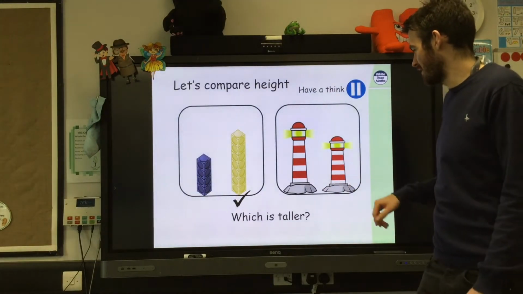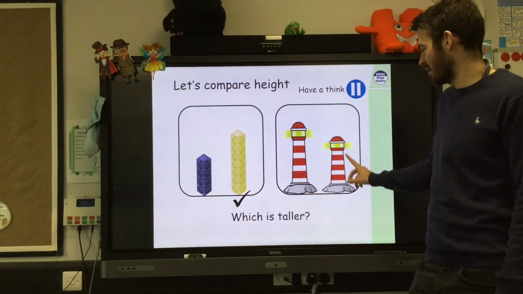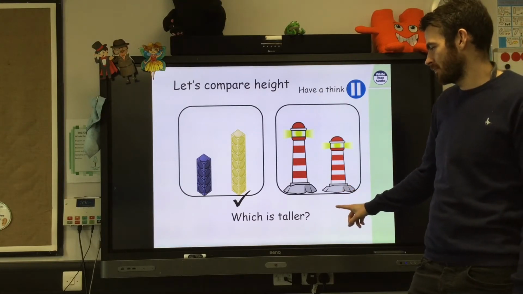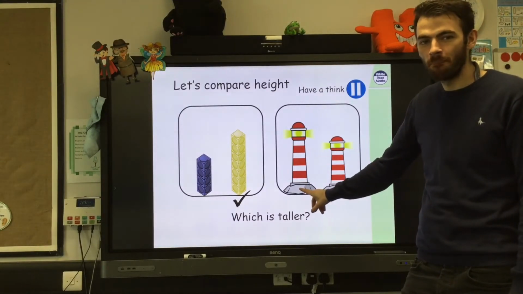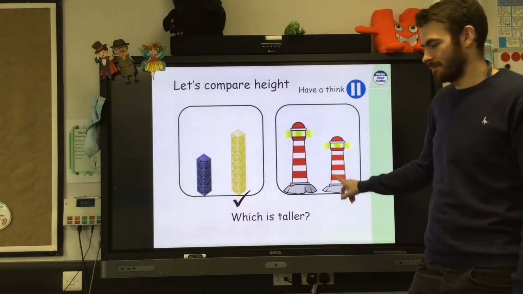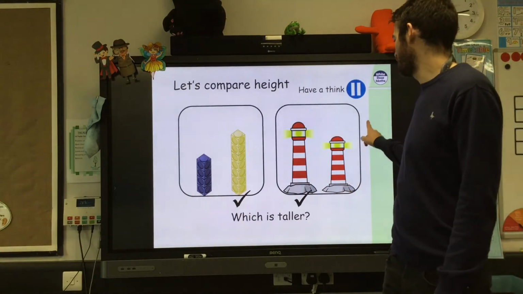We have two lighthouses here. Now, do you think this is the taller lighthouse or do you think this is the taller lighthouse? Hands up if you think this one. Hands up if you think this one. This is the taller lighthouse. Well done.